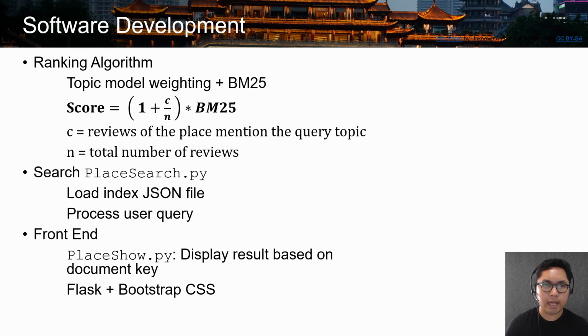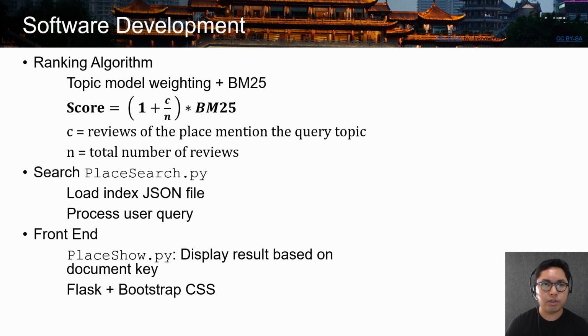Next is the ranking algorithm. We are using a mix of BM25 and weighting based on the topic models to rank the documents related to the query. We use this formula: 1 plus C over N, where C is the number of reviews of the place mentioning the query topic, and N is the total number of reviews, and we multiply that by the score from BM25. If a query doesn't have a related topic, we just use BM25.